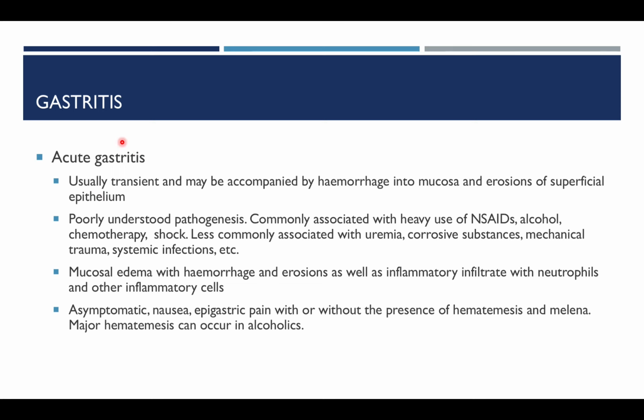So how does it present? It presents with mucosal edema, as with hemorrhage and erosions, as I've already said before. But along with that, it also has inflammatory infiltrate, specifically neutrophils. Patients are usually asymptomatic. However, they can have just some nausea and pain with or without hematemesis and melena. However, in alcoholics, patients usually present with major hematemesis.